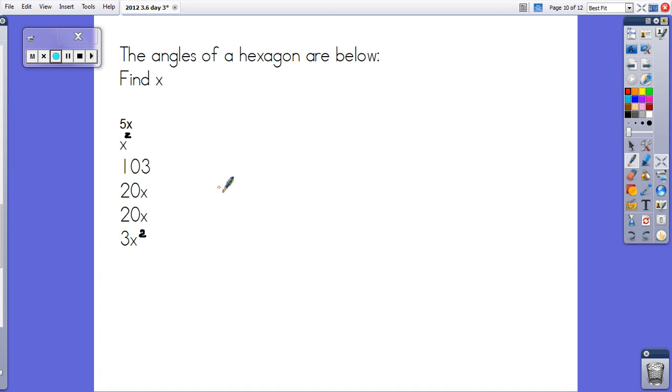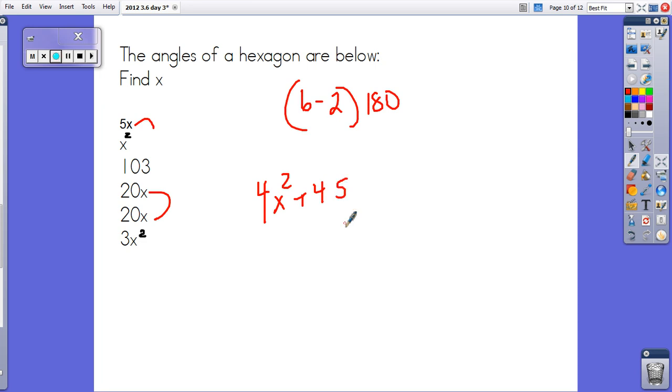So a couple things. We need to know what the interior angle of a hexagon would equal, so I'm going to use my formula. Instead of n, I know it's 6 minus 2 times 180. So 4 times 180 is 720. So I know that all of these angles have to add to 720. So I'm going to go ahead and combine them. X squared and 3x squared would be 4x squared. 20x and 20x and 5x is going to be plus 45x.